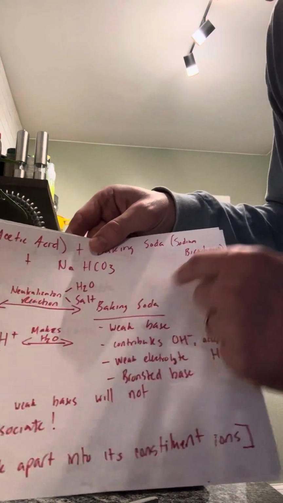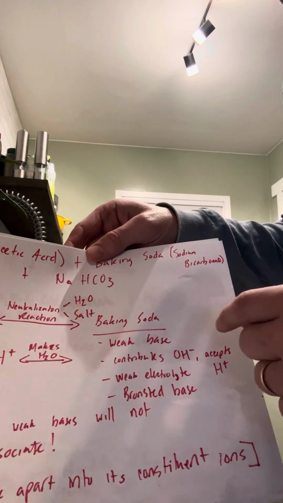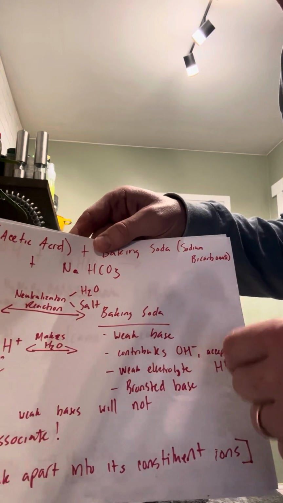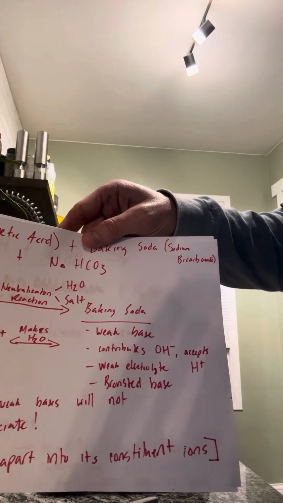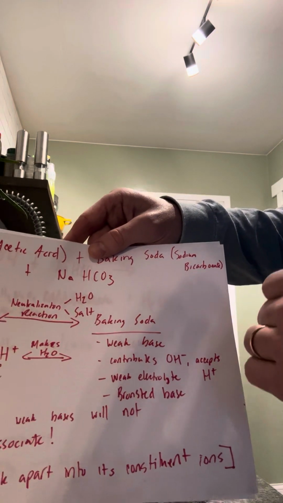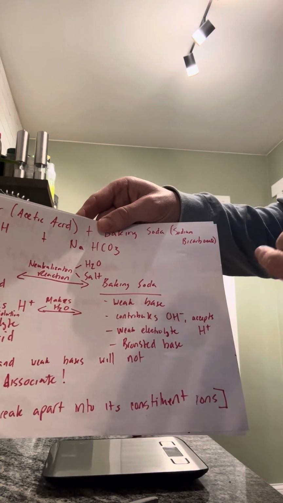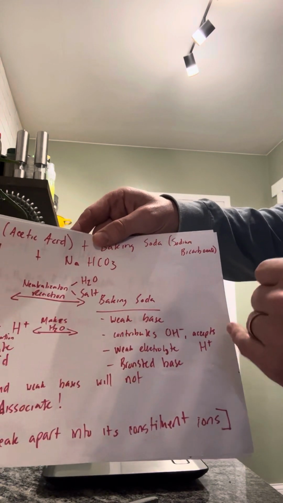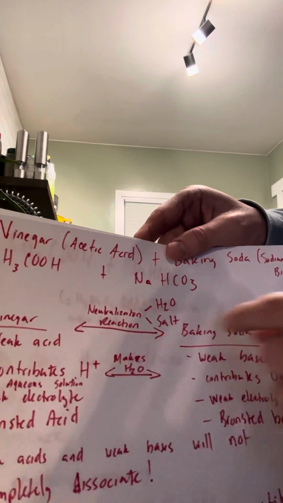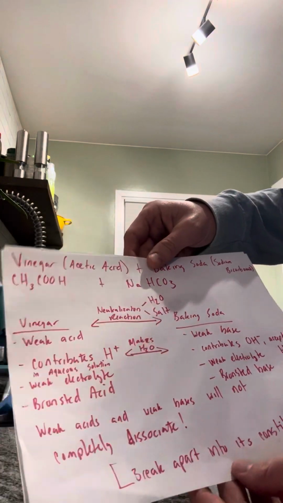So what do we know about baking soda or sodium bicarbonate? We know it's a weak base, which makes it a weak electrolyte. And we know it's a Bronsted base. That means it's going to contribute a hydroxide ion and accept a hydrogen ion, and those together are going to make our H2O, our water.